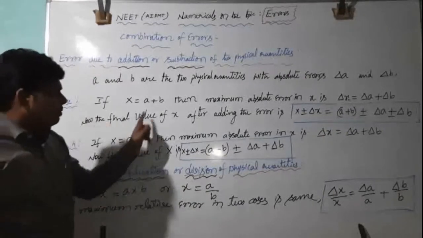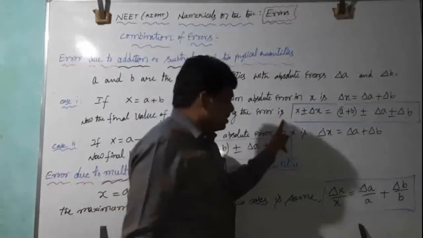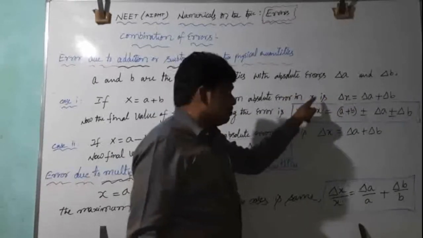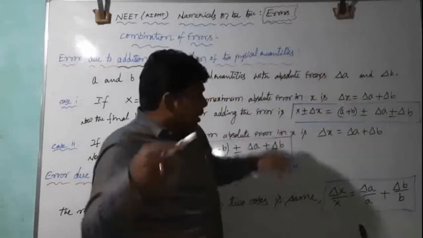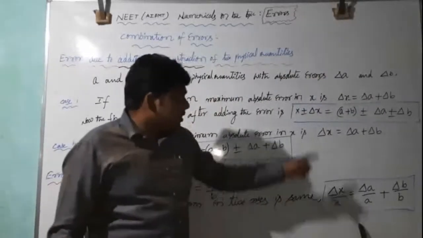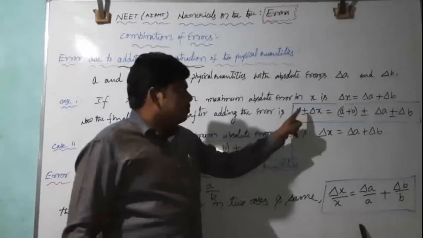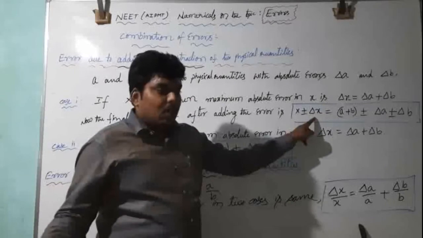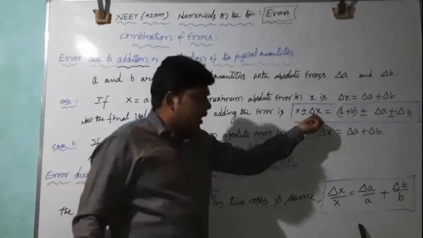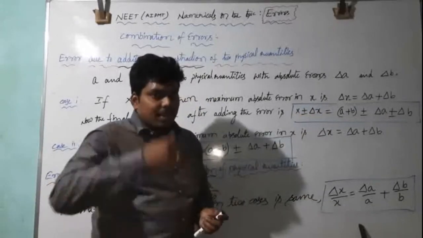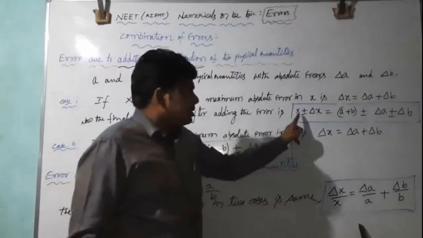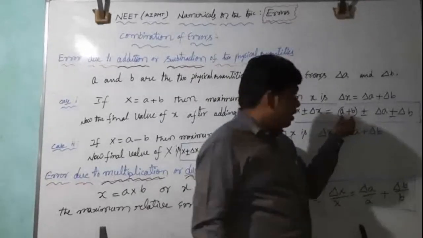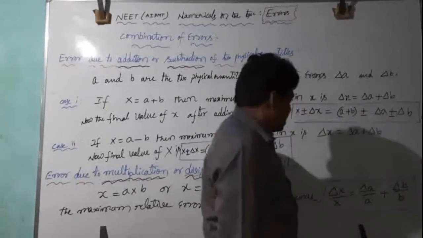Now the final value of the x after adding the error is, yes, we can calculate the delta x, the absolute error in the x, by using this formula. Now when you add this value, what will be the final value? X plus or minus delta x. The error may be positive or negative, meaning once we have to add and once we have to subtract, then we will get the variation of the value. That is x plus or minus delta x is equals to A plus B, two quantities added, plus or minus delta A plus or minus delta B.